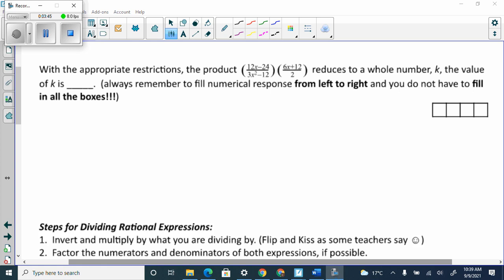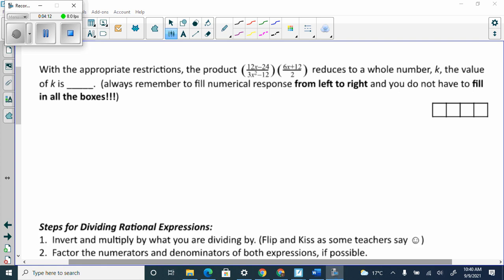Notes. So, with the appropriate restrictions, the product... what's the word product mean? Yeah, it's the answer to a multiplication statement. So they could say product of this and this, and then you have to know to multiply them. The product of these reduces to a whole number. What's a whole number? No decimal and no negatives. The whole numbers start with 0, and then 1, 2, 3, 4, 5.